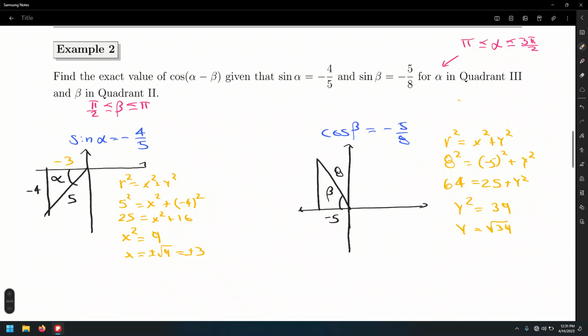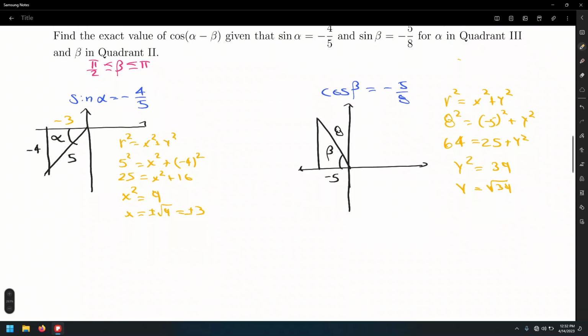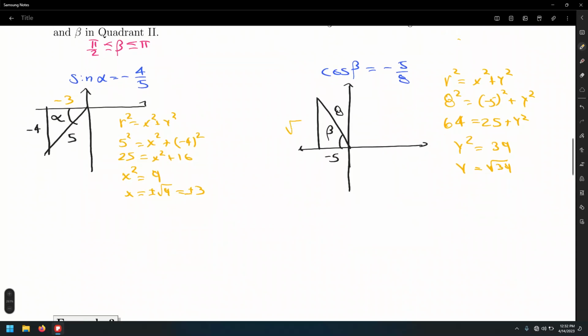Usually we simplify these radicals by finding a perfect square that can be taken out of the radical. However, even though 39 is a composite number, 3 times 13, none of those numbers are perfect squares, so we're going to leave it like this. So that's the square root of 39.